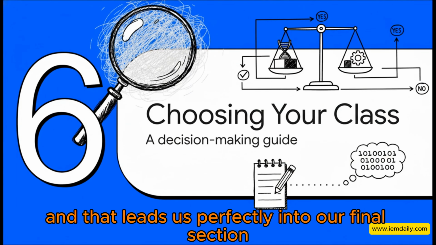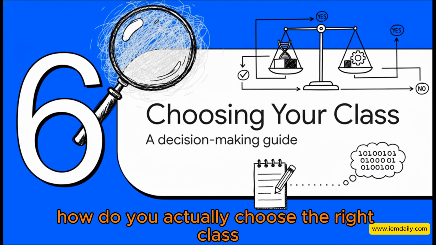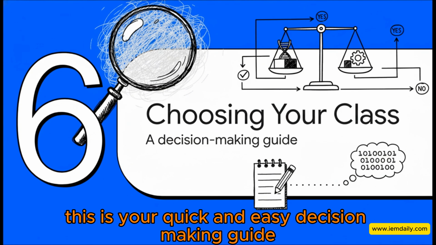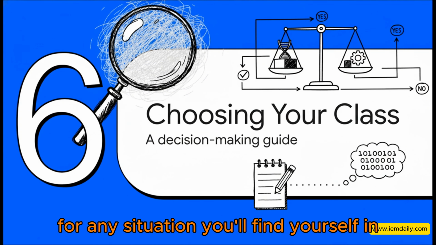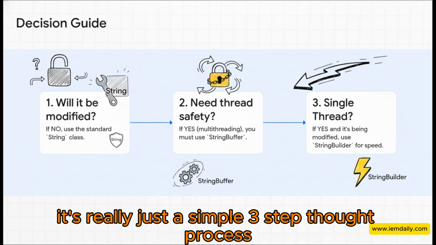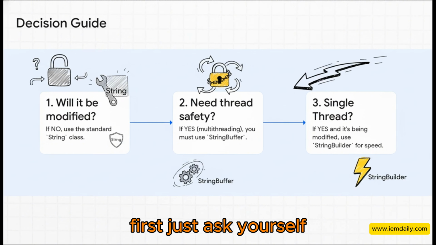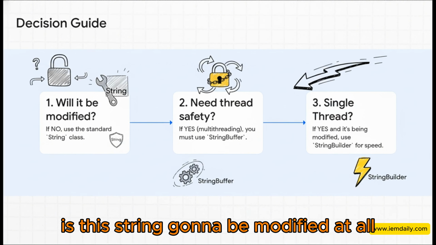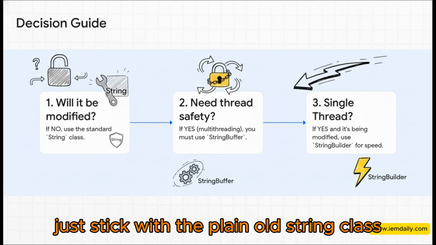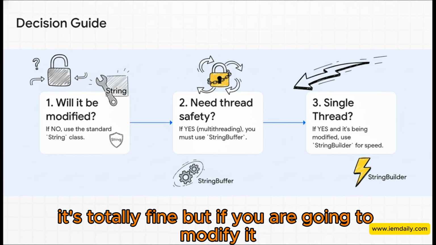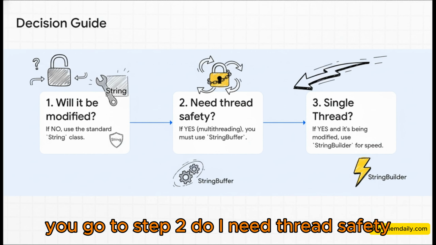And that leads us perfectly into our final section. How do you actually choose the right class? This is your quick and easy decision-making guide for any situation you'll find yourself in. It's really just a simple 3-step thought process. First, just ask yourself, is this string going to be modified at all? If the answer is no, just stick with the plain old String class. It's totally fine. But if you are going to modify it, you go to step 2.